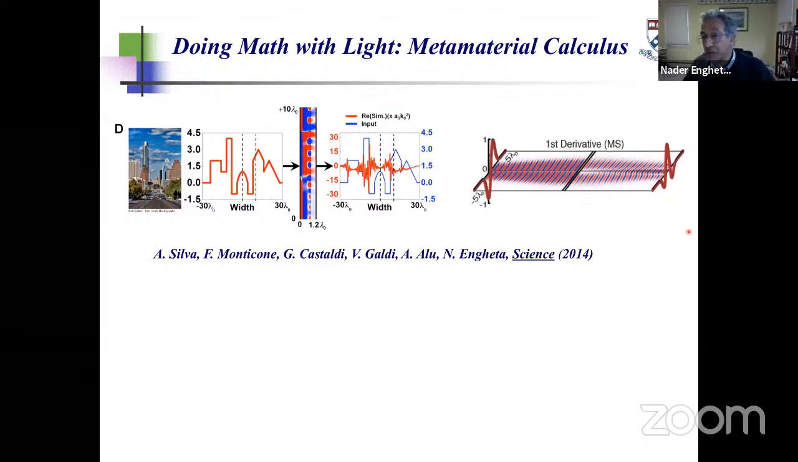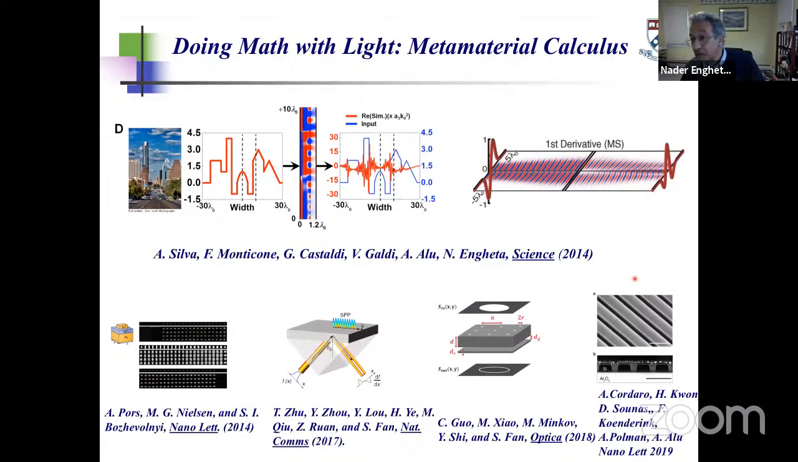This was a theoretical proposal that we proposed in our paper 6 years ago. After that, several groups actually experimentally showed that indeed that's possible. So that was very encouraging for us, that indeed it's possible to make surfaces and metasurfaces that can do mathematical operation. So with that excitement, we decided to set a more ambitious goal.